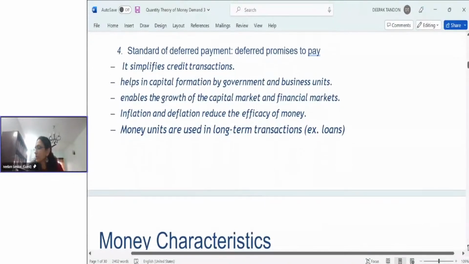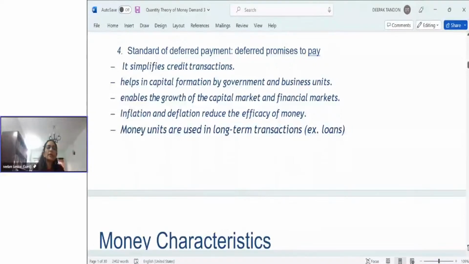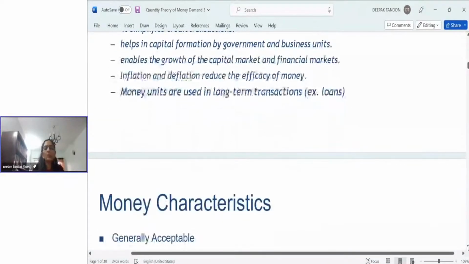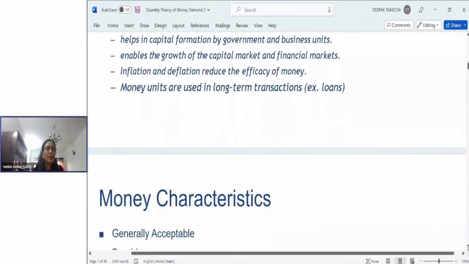Standard of deferred payments, I've already shared with you. What is standard of deferred payments? You can pay in future. So the credit transactions which happen in the market today, you go for investing today, you get returns in future, isn't it? All these factors are related to standard of deferred payment. So these are the 4 functions of money. Okay, so functions of money are clear.